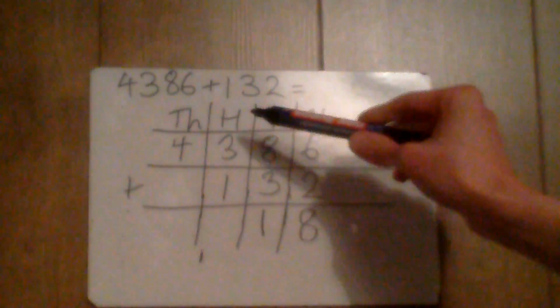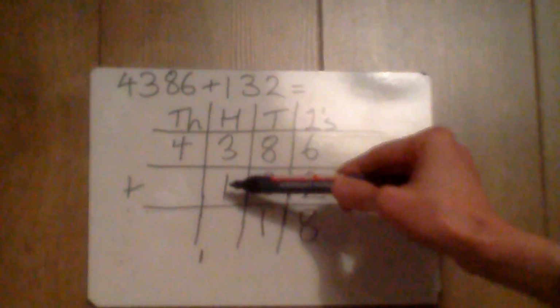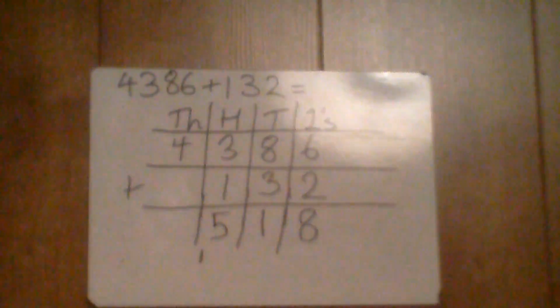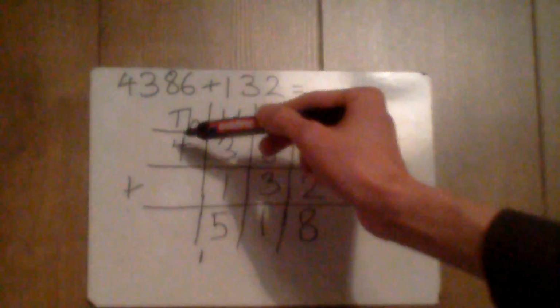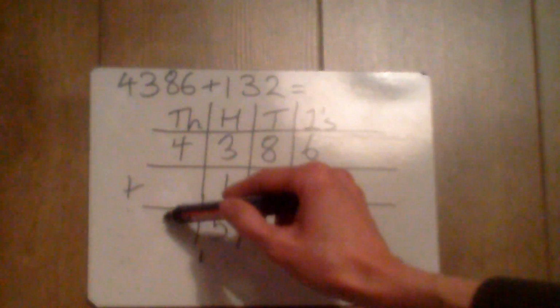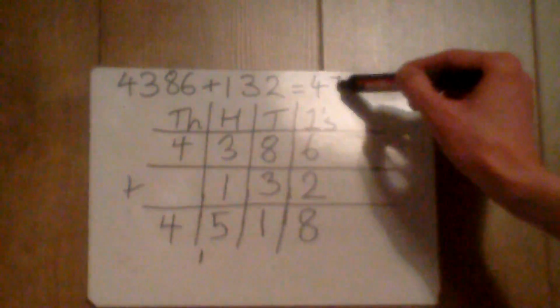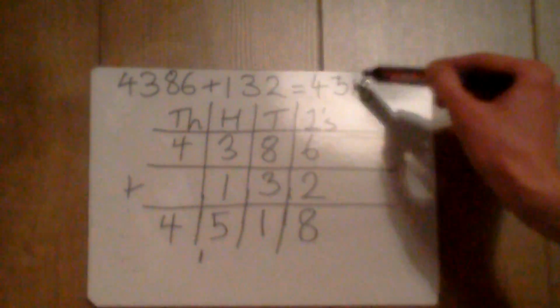I'm now going to count how many hundreds I have. 3, 4, 5 hundreds. And then finally in the thousands column I have 4 thousands only. So the answer is 4,518.